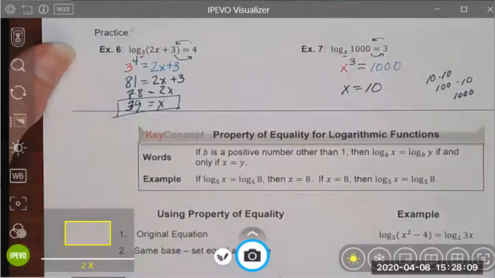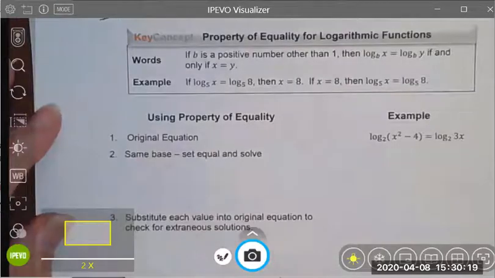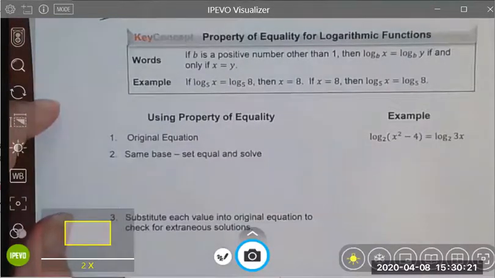All right, let's move on. Okay, so it turns out there's yet another property of equality, but this time for logarithmic functions. It's similar to the one for exponential functions in that it says that if b is a positive number other than 1, log base b of x equals log base b of y if and only if x is equal to y.